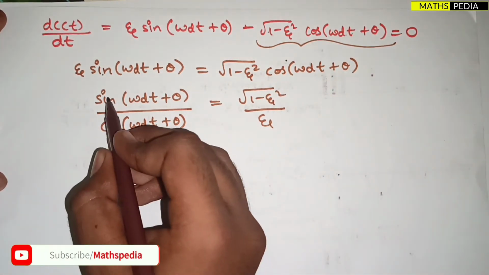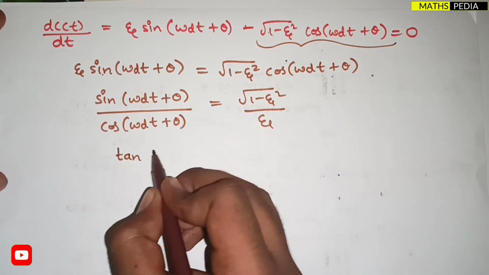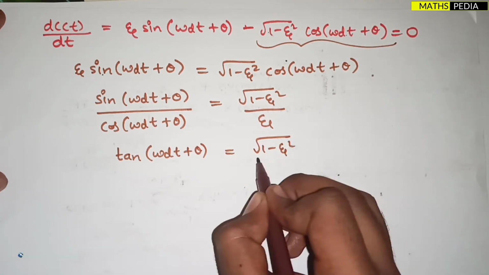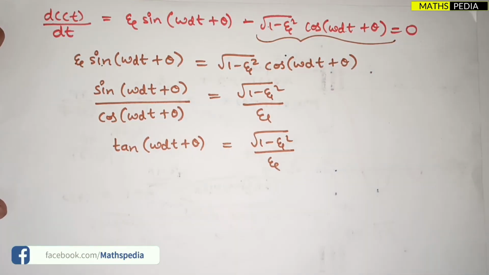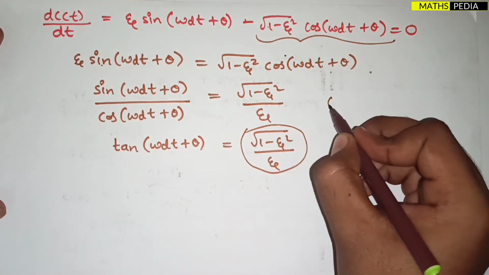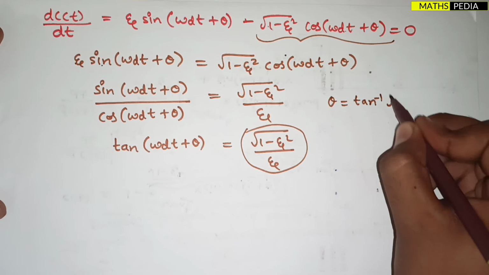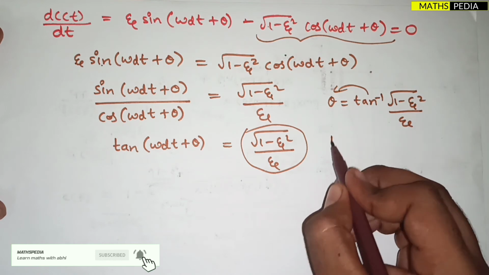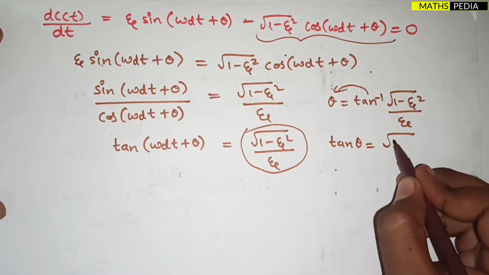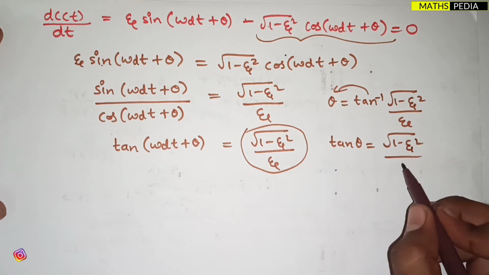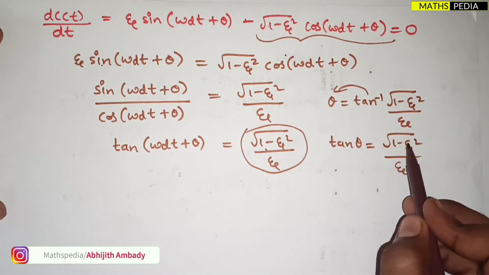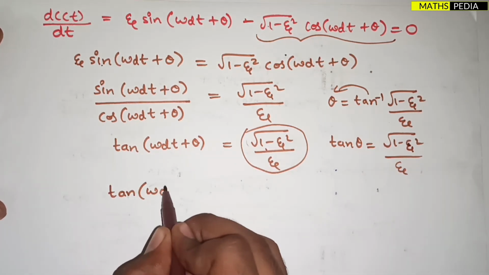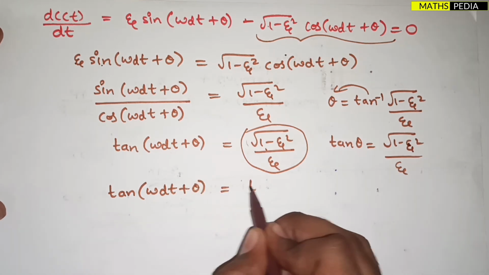Now from this, what is sine by cos? It is tan. So tan(omega d t plus theta) is equal to under root of 1 minus zeta square by zeta. And what is this? This is nothing but, see, we have discussed what is theta. Theta is nothing but tan inverse of under root of 1 minus zeta square by zeta, right? So from this, if I bring tan inverse this side, it will become tan theta. So tan theta is equal to under root of 1 minus zeta square divided by zeta. So this is the same thing as this, so I can write in place of this tan theta. So tan(omega d t plus theta) is equal to tan theta.